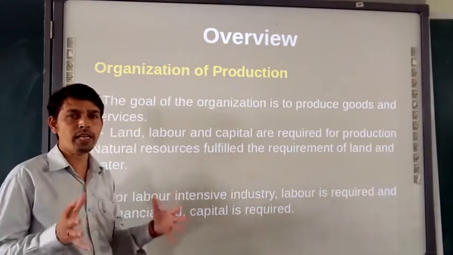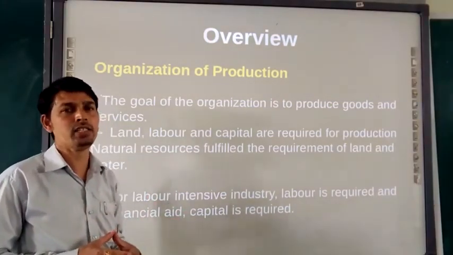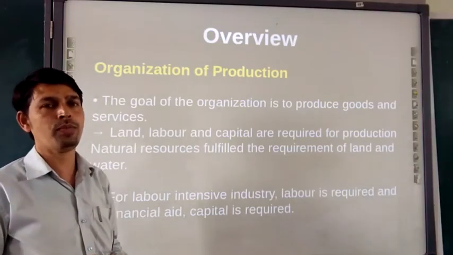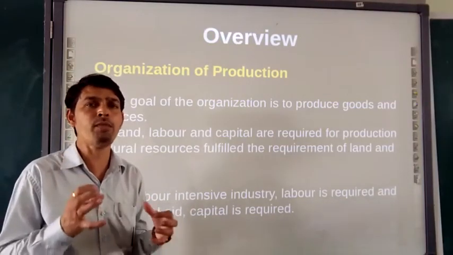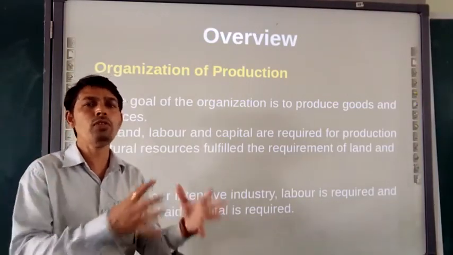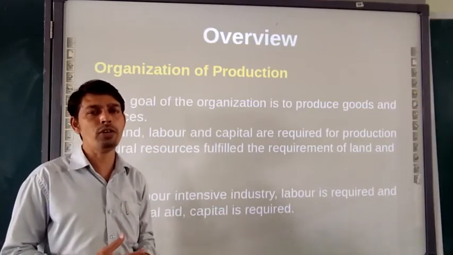For working in any particular industry, the labor is also very important. That means the working force, the driving force to produce that particular good or service.